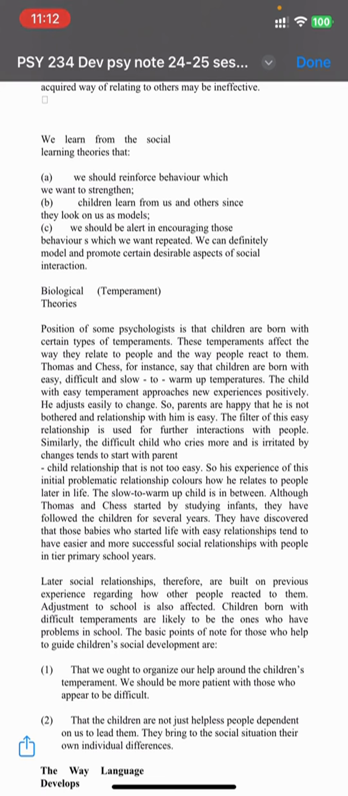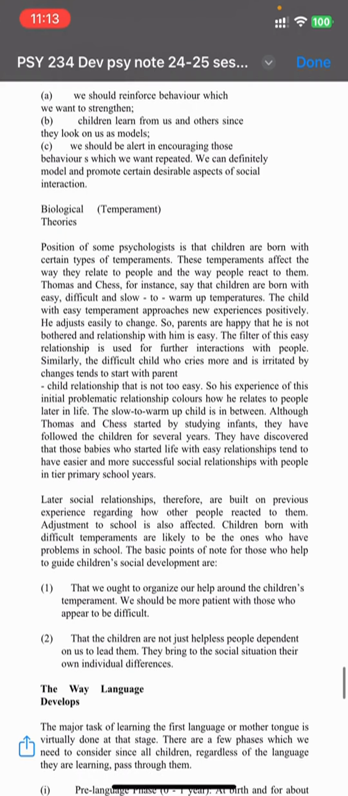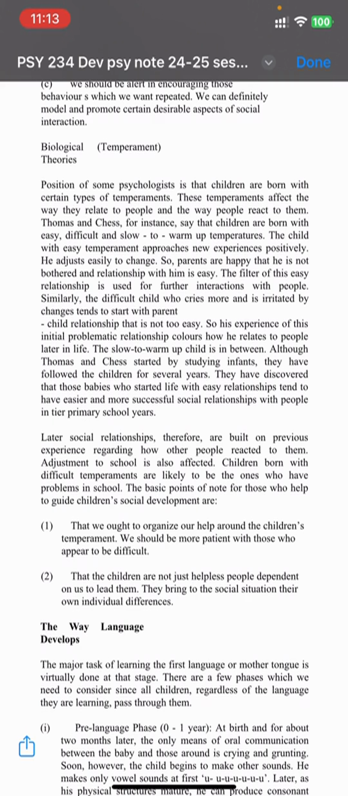So parents are happy that he's not bothered and the relationship with him is easy. If you don't have this easy relationship, it affects further interactions with people. Some children are born easy, and some children are born difficult to relate with. Then the relationship is not that easy either. So his experience of this initial problematic relationship colors how he relates to people. The slow to warm up child is in between. Although Thomas and Chess started by studying infants, as they followed the children for several years, they discovered that those babies who started life with easy relationships tend to have easier and more successful relationships with other children. Later social relationships are therefore built on experience.